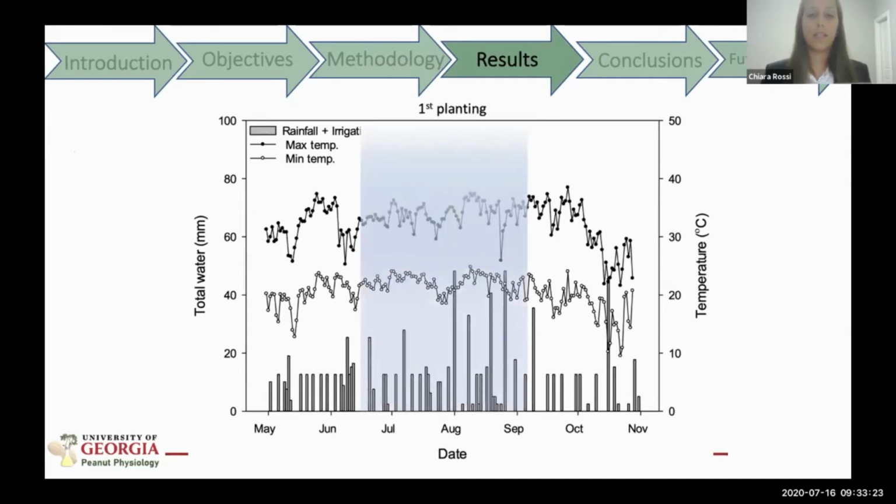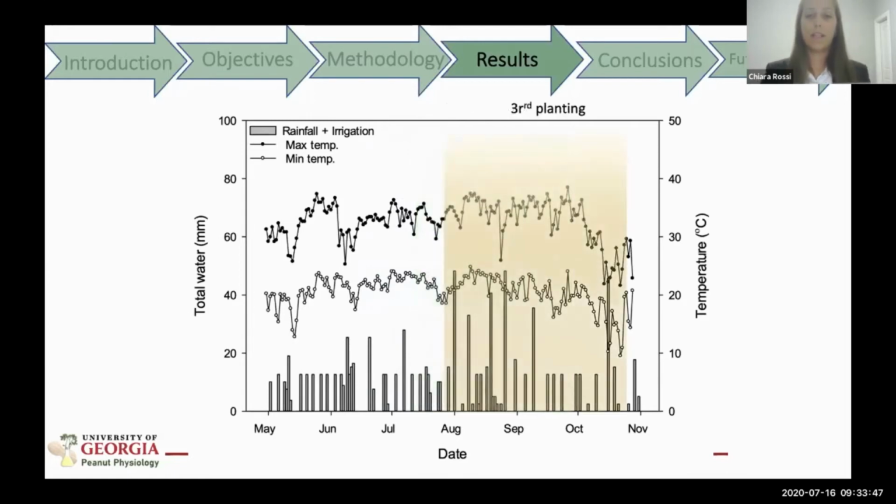So for the first planting date, we can see that while the temperature is well distributed, the total water is not. So we have some peaks during the end of the first planting date. For the second planting date, instead, we can see that both temperature and total water are more or less well distributed, since peak flowering until harvesting time.